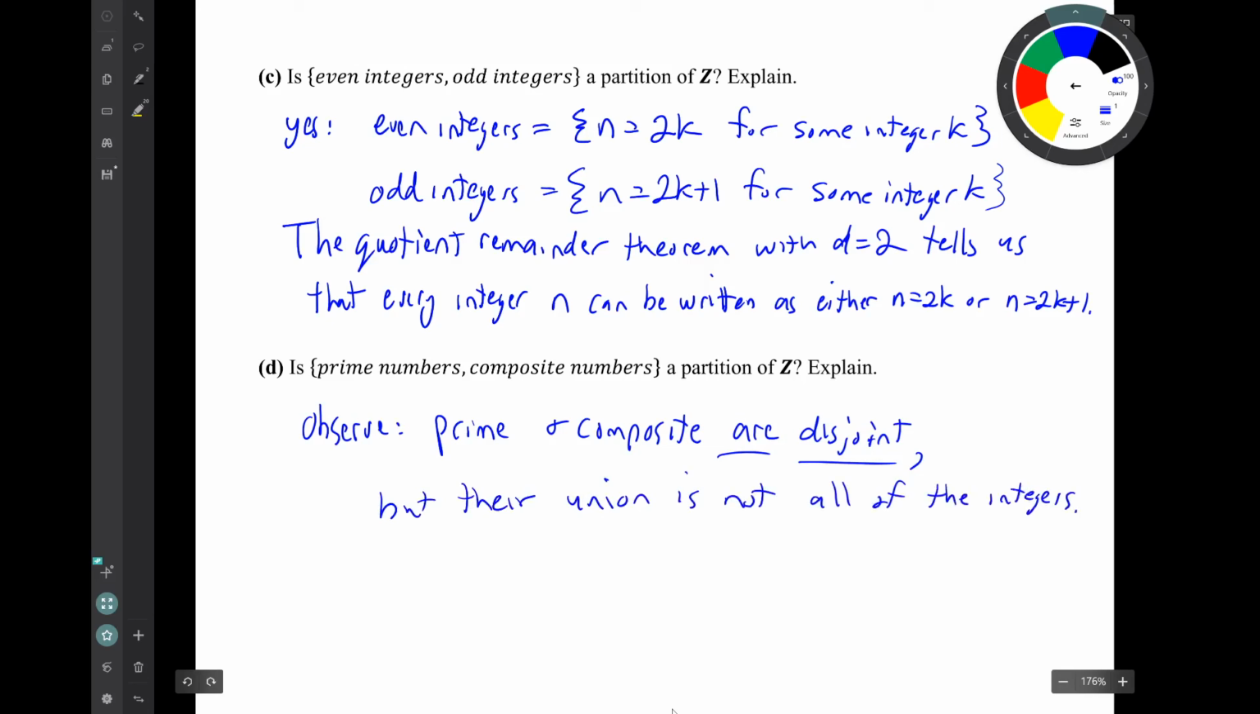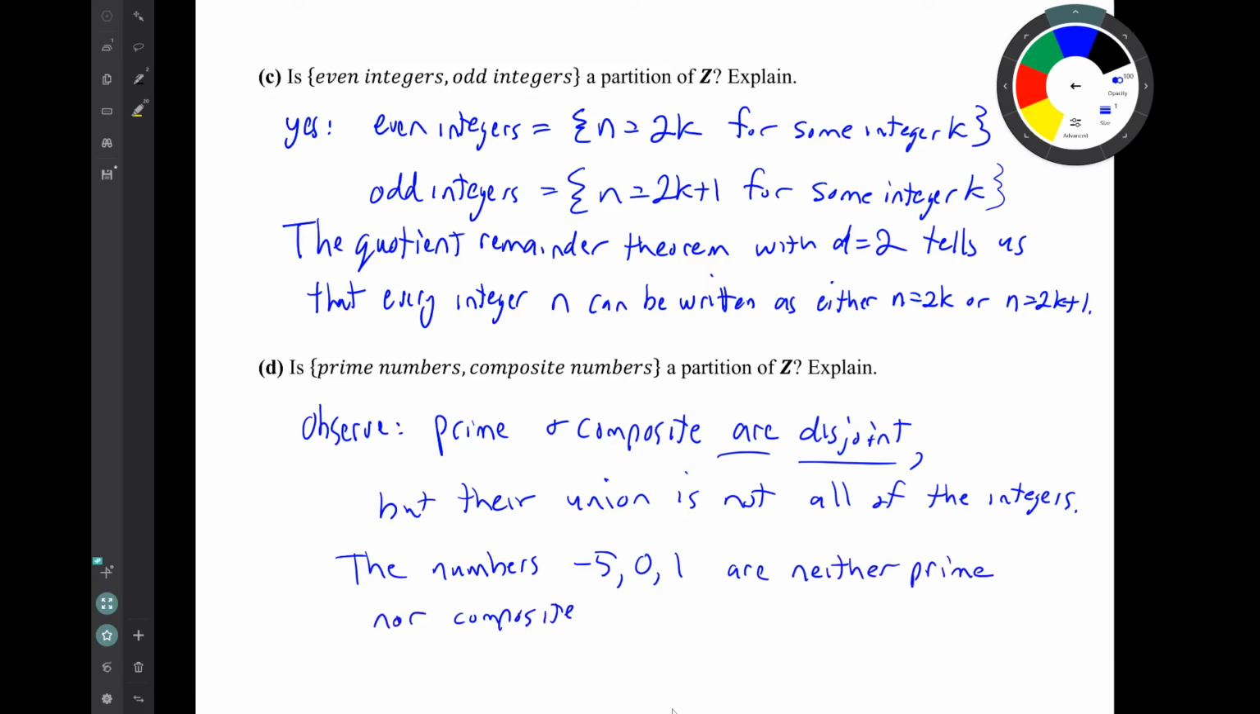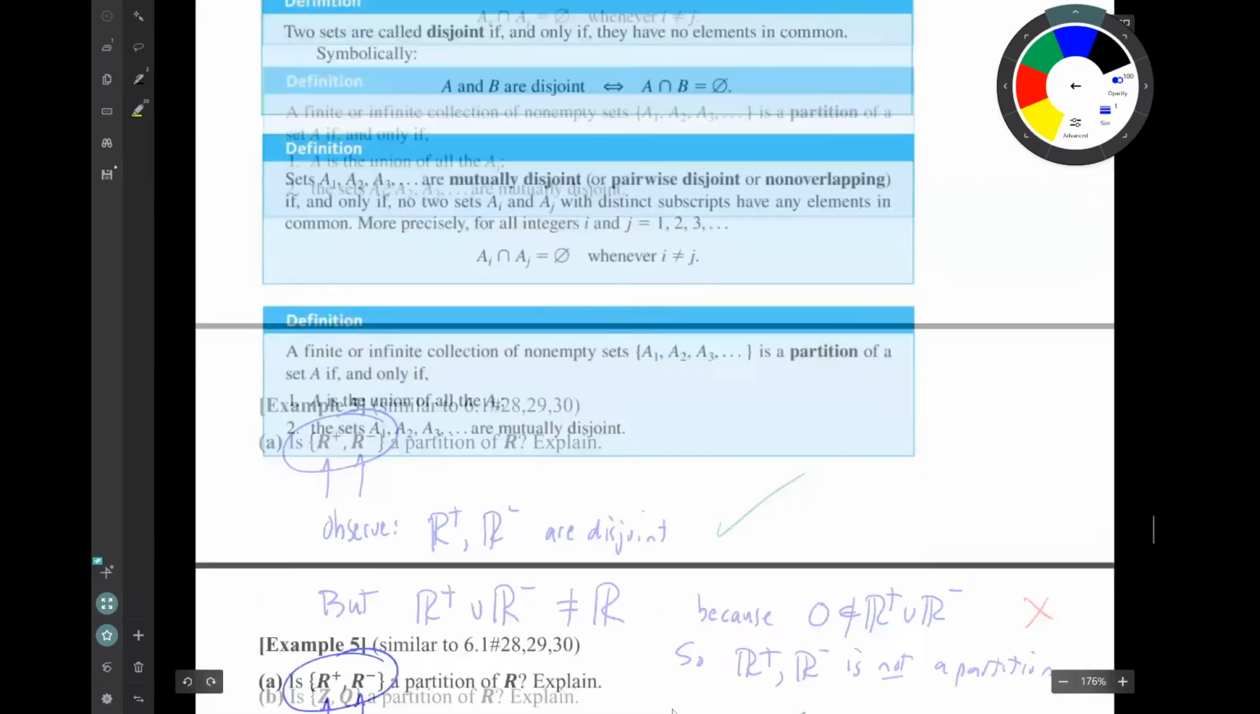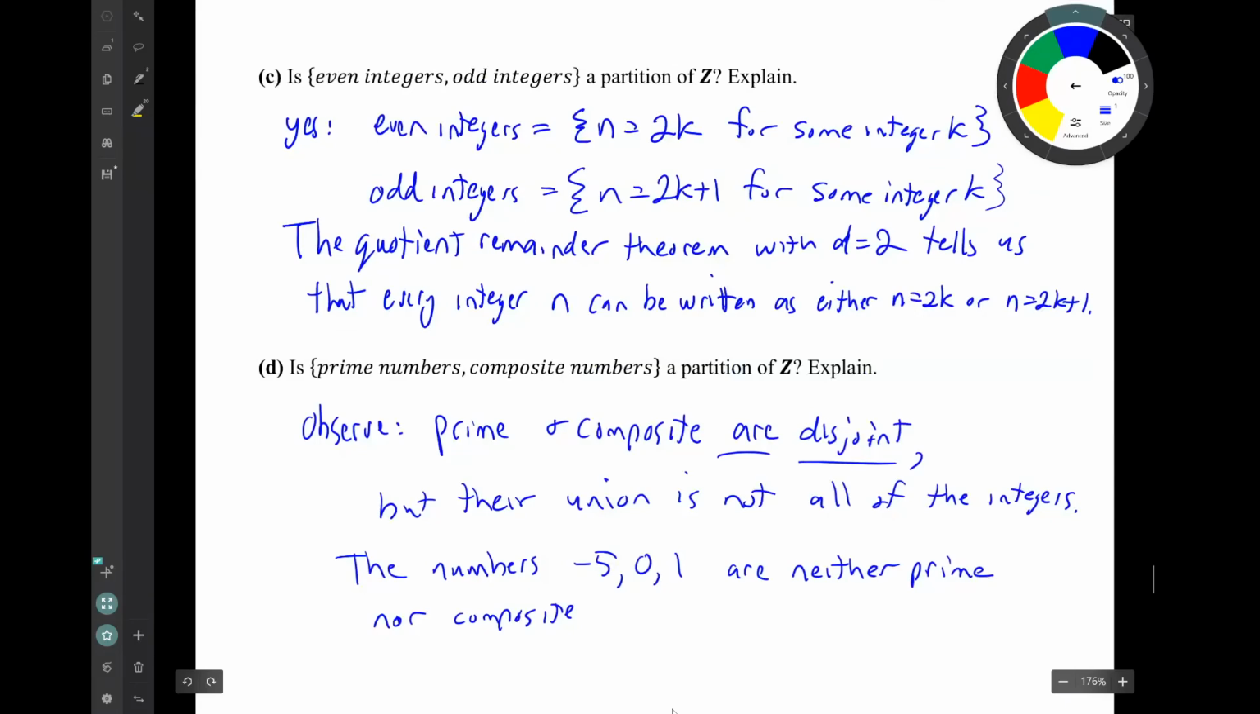So for instance, the number 1 is neither prime nor composite. The number 0 is neither prime nor composite. The number -5 is neither prime nor composite. So we flunked the test for being a partition because the union of prime and composite numbers is not all the integers. So not a partition.